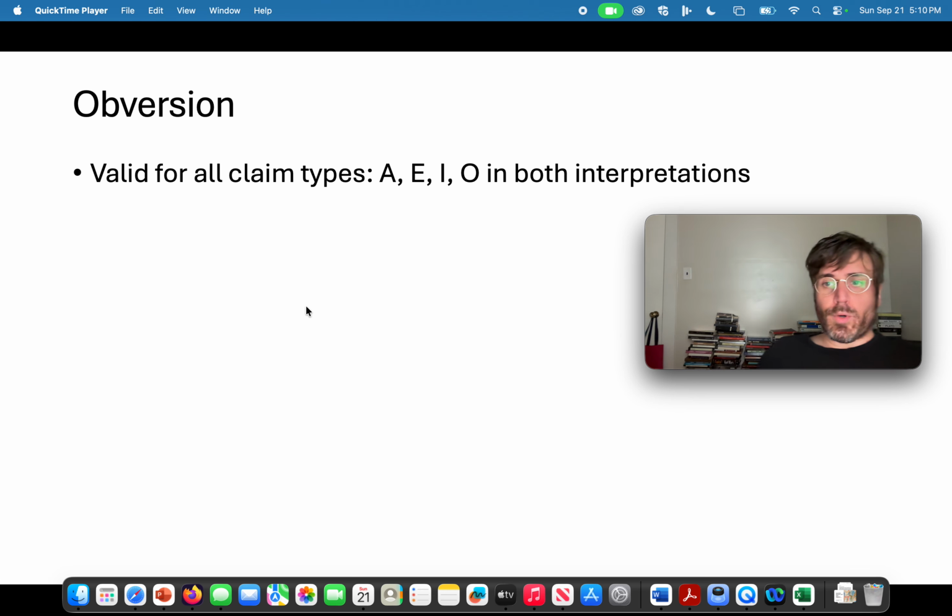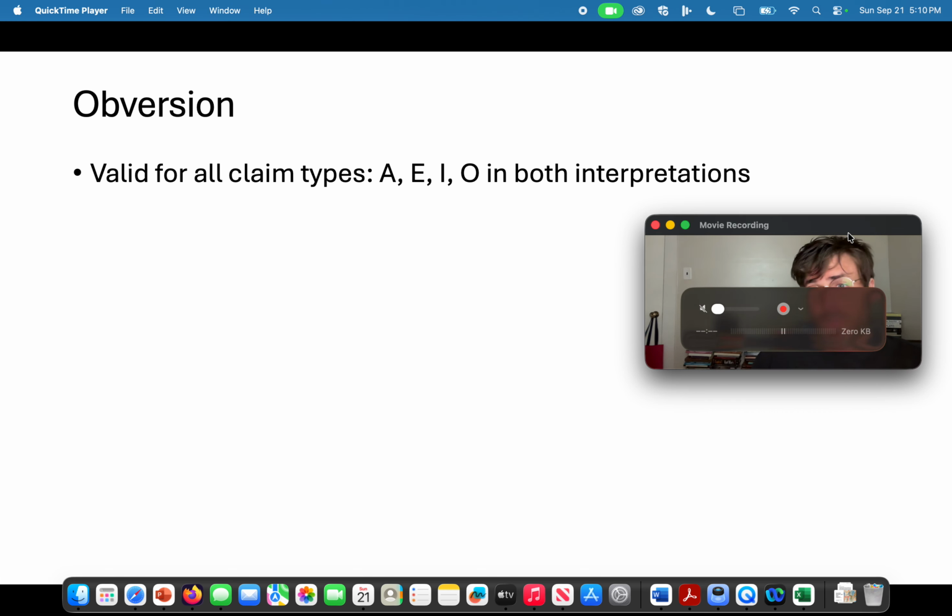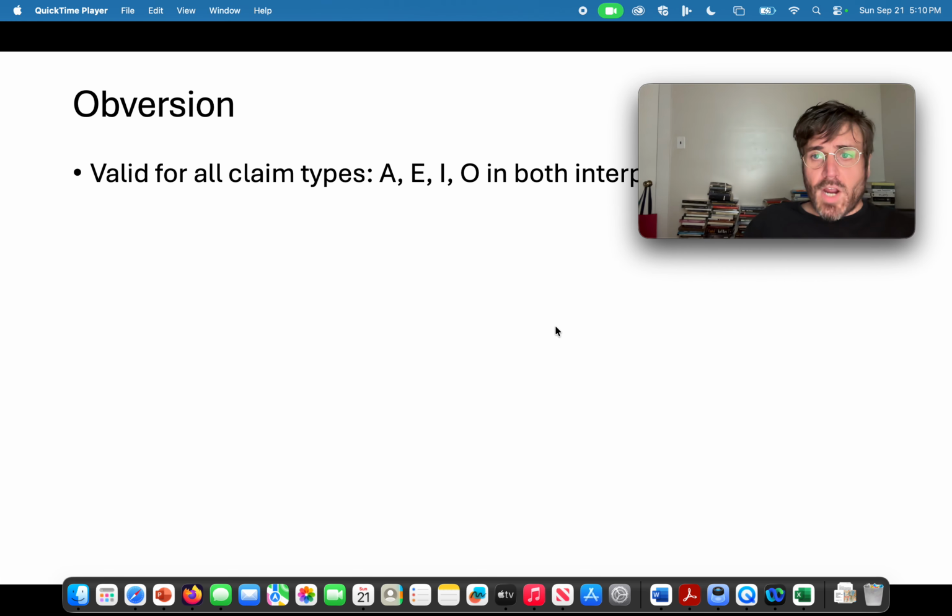So you don't have to worry about limitation for obversion. It works for all four. It's a very flexible kind of inference. And what is the transformation?